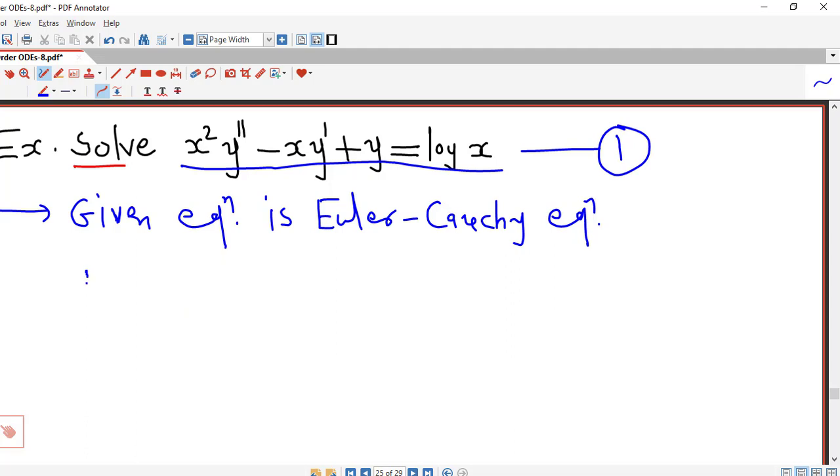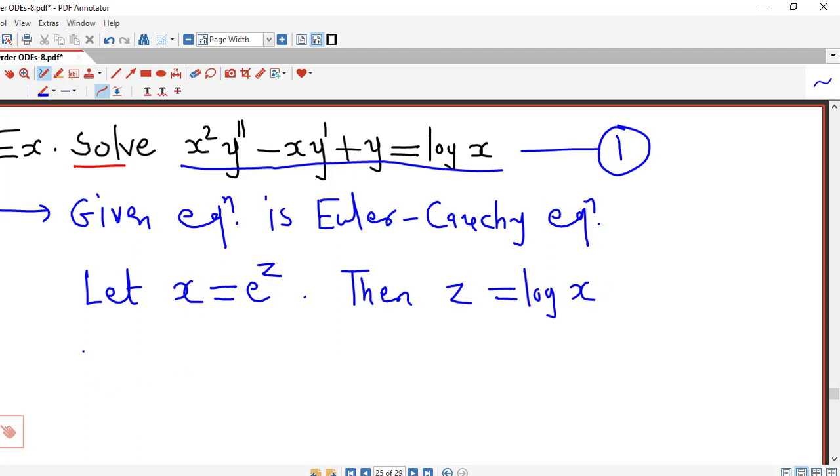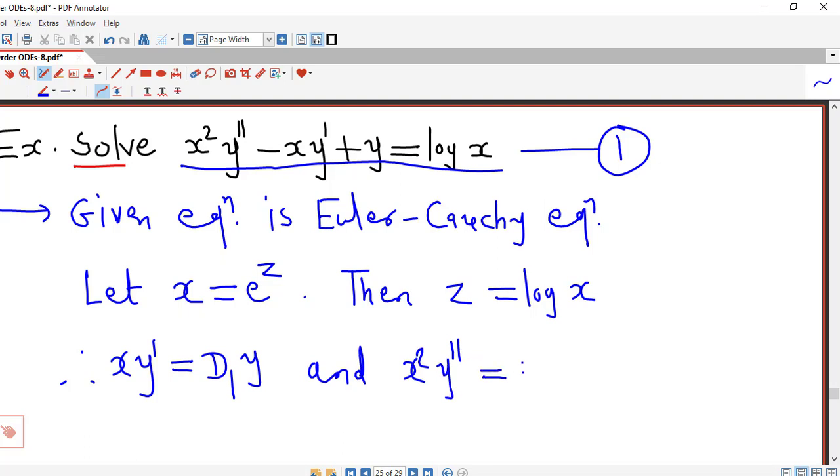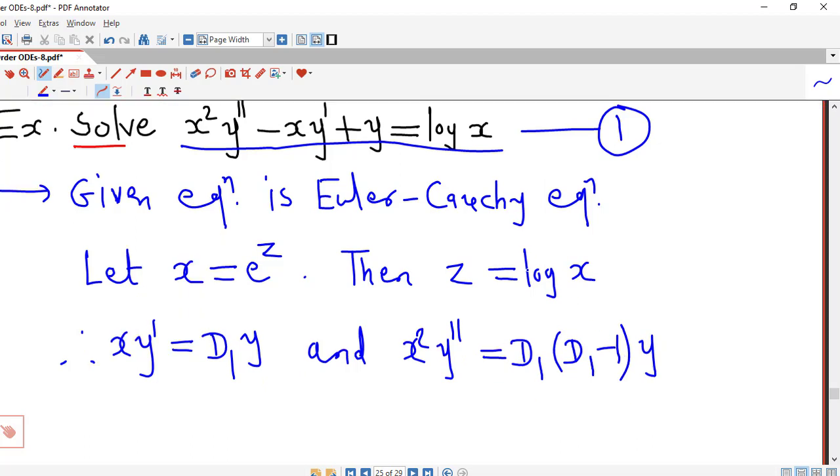So we have to consider the transformation from x to z by the relation x equal to e raised to z. Then z becomes log x, and therefore x into y dash will be replaced by D1 y, and x square into y double dash will be replaced by D1 into (D1 minus 1) into y.